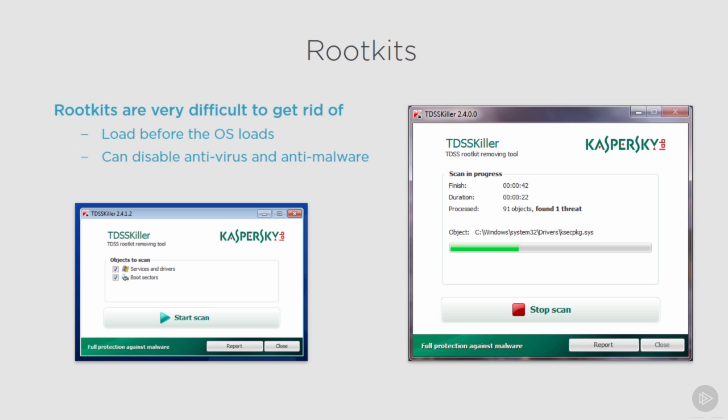This specific one by Kaspersky was designed to remove something called TDS, right? It's called TDS Killer. So this specific rootkit, or anti-rootkit I should say, piece of software is free. It's a free tool you can download, and it does a couple things very specifically. It scans services and drivers, and it will also scan the boot sector on your machine, and it will look for the existence of that specific rootkit.